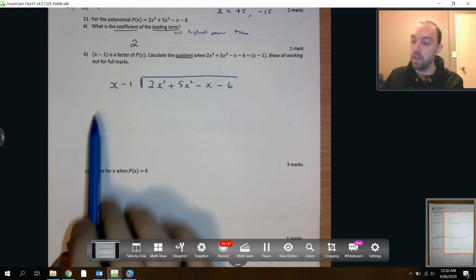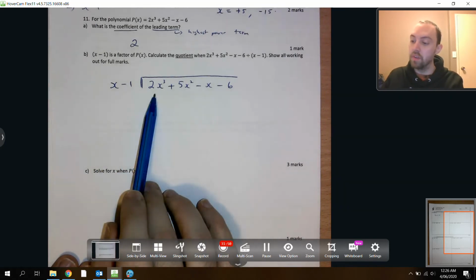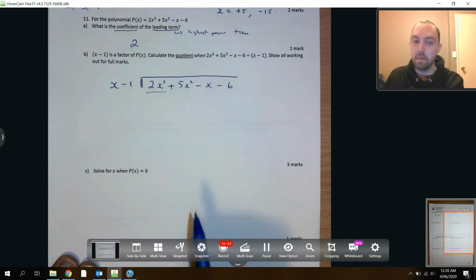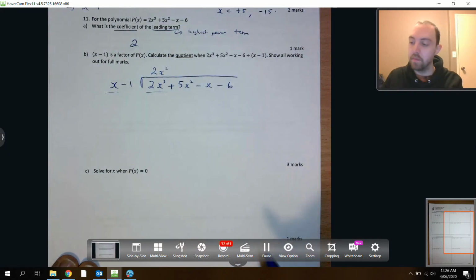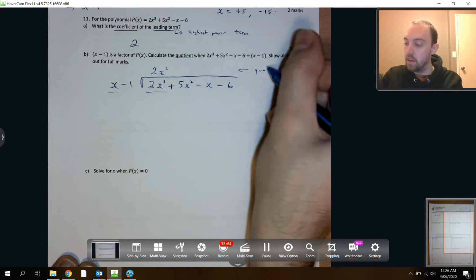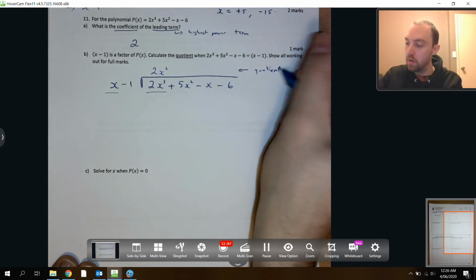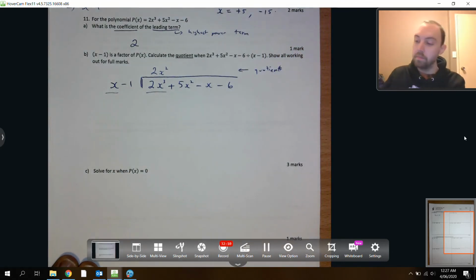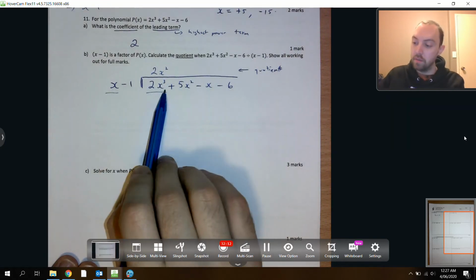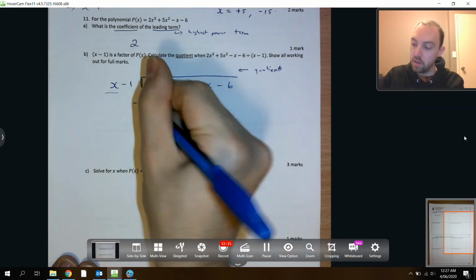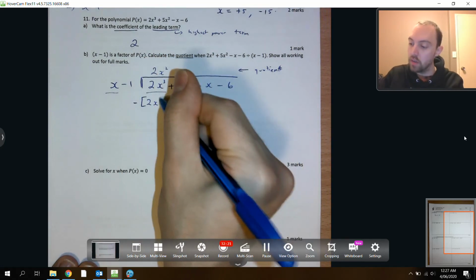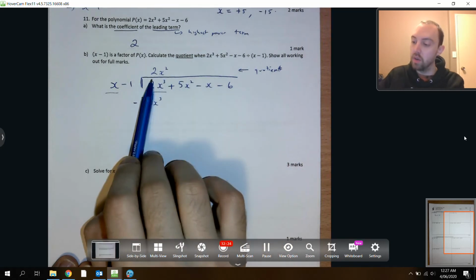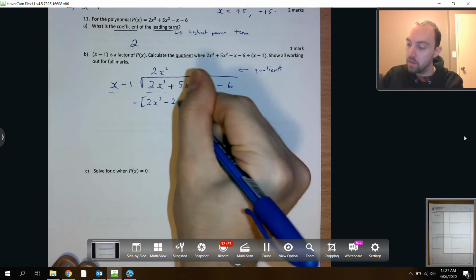If we are doing our polynomial division, I'm dividing my first term by x. 2x cubed divided by x gives me 2x squared. What's left up here is going to be my quotient. Now that I've divided, I need to multiply and take the result away. 2x squared times x is 2x cubed. 2x squared times negative 1 is negative 2x squared.